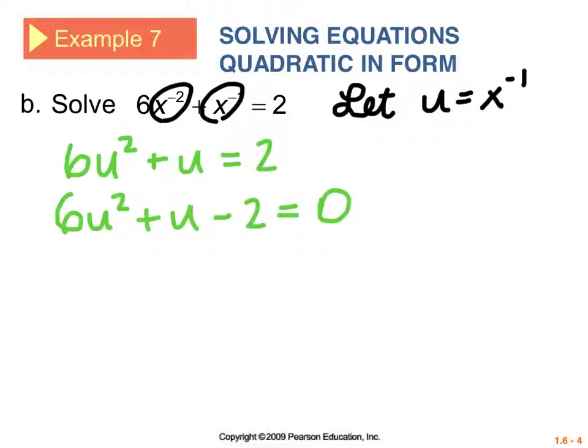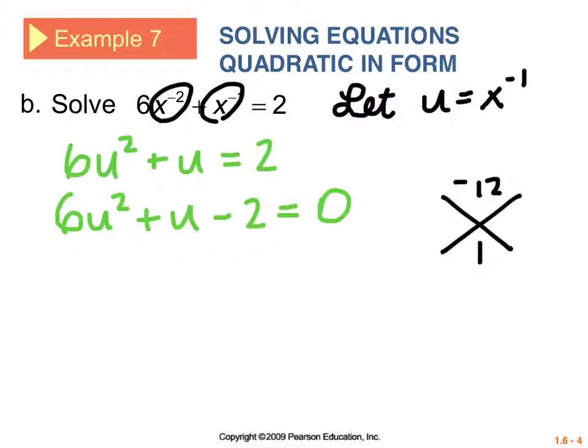And then I can do a couple of things at this point. I can either factor to solve, or I can use the quadratic formula. And I'm going to factor this one to solve because it is easily factored. I do have to consider this leading coefficient here, and since it's not a 1, I am going to have to split the middle term.